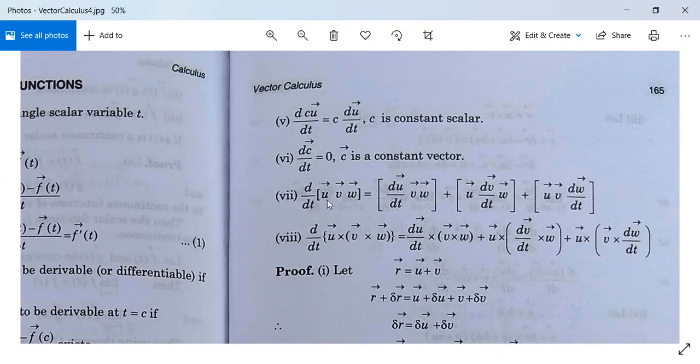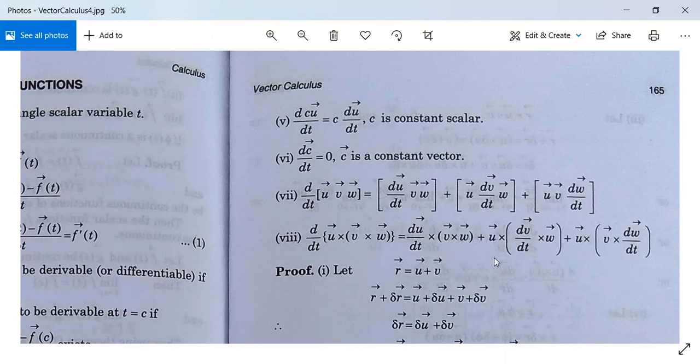Next, d/dt of [u v w], means u dot v cross w को differentiate करना with respect to t. This is equal to du/dt v w plus u dv/dt w plus u v dw/dt. And last one is d/dt of u cross (v cross w), यानी ये वेक्टर ट्रिपल फंक्शन हो गया, तीन वेक्टर का प्रोडक्ट हो गया. So this is equal to du/dt cross v cross w plus u cross dv/dt cross w plus u cross v cross dw/dt.